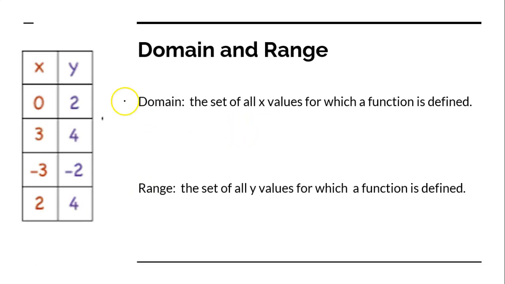So here's an example of a function. It's a function because each input has exactly one output. 0 only matches with 2. 3 only matches with 4. -3 only matches with -2. And 2 only matches with 4. We don't care that the 4 is a repeat. Remember, the definition of a function is that each input has exactly one output.